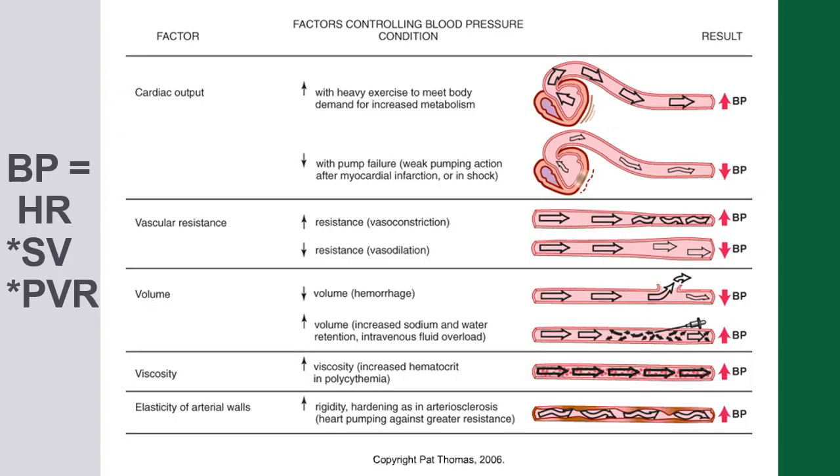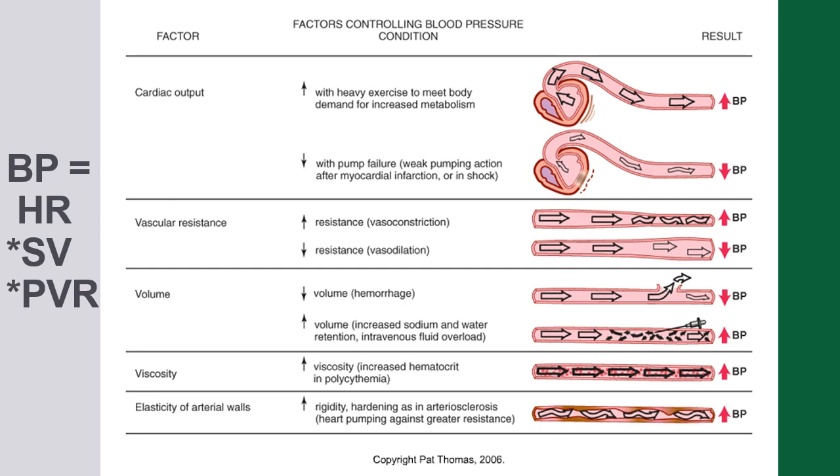In your book, I think it's on page 138. It is. This is a great visual representation of the factors that make a difference in blood pressure. So blood pressure is cardiac output times peripheral vascular resistance, and cardiac output is made up of heart rate times stroke volume. So essentially blood pressure is the effect of heart rate times stroke volume times peripheral vascular resistance. So what does that mean? How fast I'm beating, how much volume I'm putting through, and how much squeeze I have on the end.